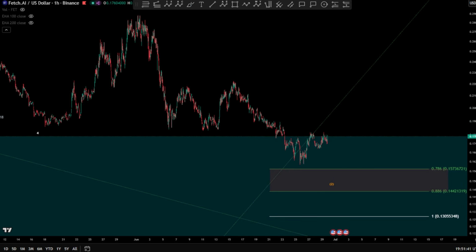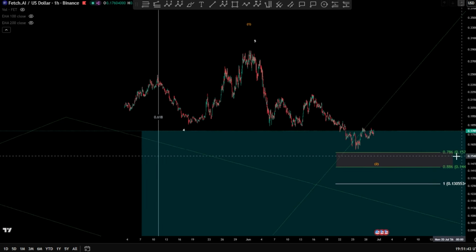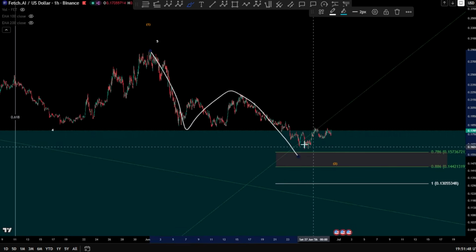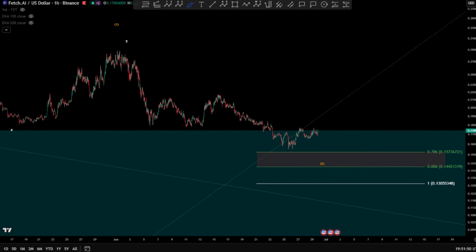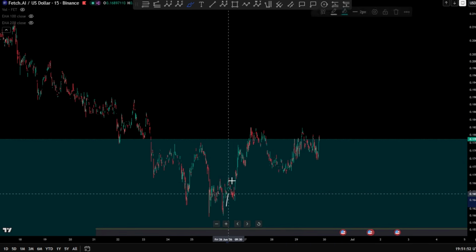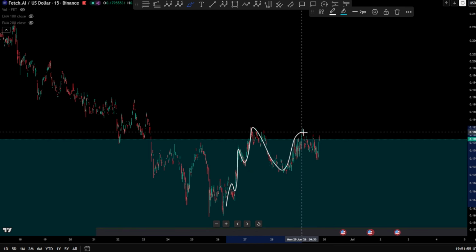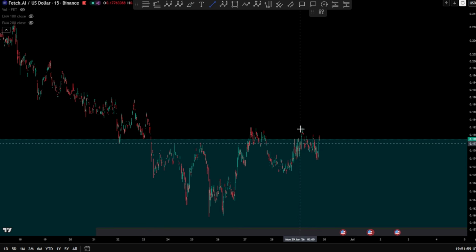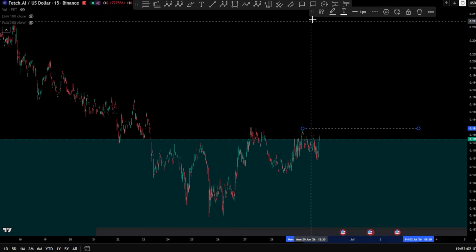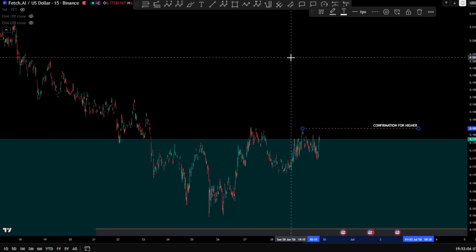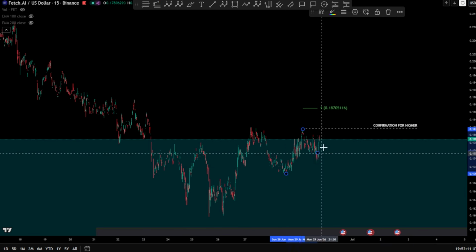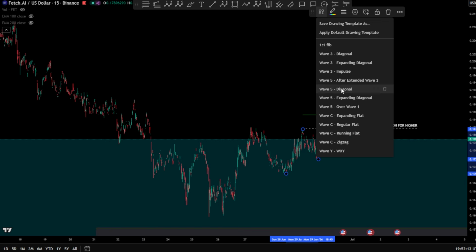So since it is a finished impulse, yes, it can be an ABC finished, and we're looking for something very bullish here for FET, as we got, of course, an impulse there. We have kind of like a 1, 2, 3, 4, and a 5, 1, 2, and another 1, 2, and you're looking for continuation to the upside. Now, the perfect confirmation would be by taking this high here, confirmation for higher. And that means very likely that we are looking for this next target, which is a 1.618 here as a wave 3 as an impulse.